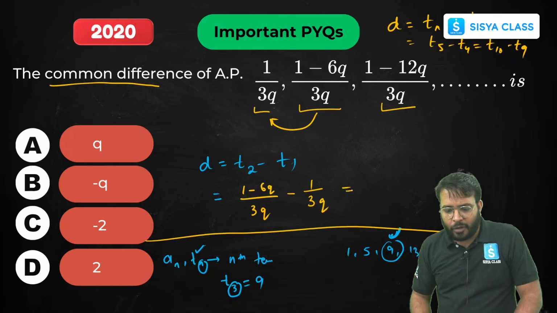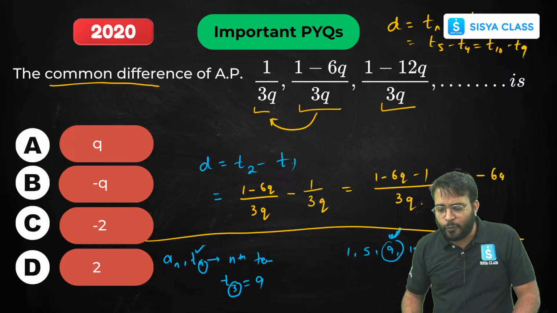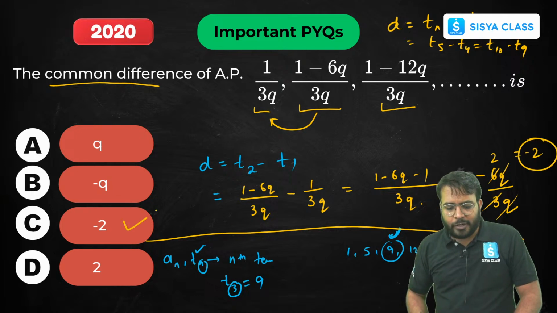Okay, now solve this, beta. If you take the LCM, you are going to get 3Q, and here you will get 1 minus 6Q minus 1. All right, 1 and 1 will get cancelled, and you will get minus 6Q by 3Q, and Q will get cancelled, and you will get beta 3 into 2. Okay, so that's why your answer is going to be minus 2. Your answer is going to be option C.